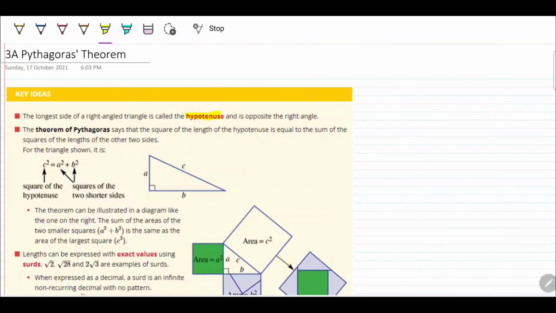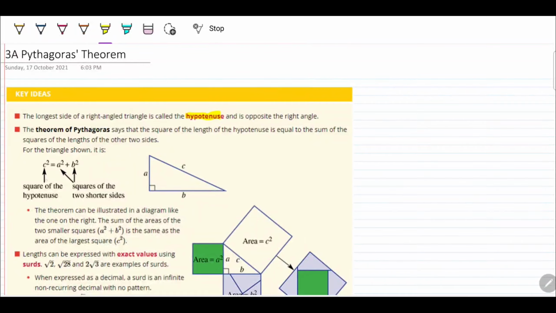We'll be looking at 3A, Pythagoras' theorem. The key idea for today is that the longest side of a right-angled triangle is called the hypotenuse, and this is always opposite the right angle. The theorem of Pythagoras says that the square of the length of the hypotenuse is equal to the sum of the squares of the lengths of the other two sides.